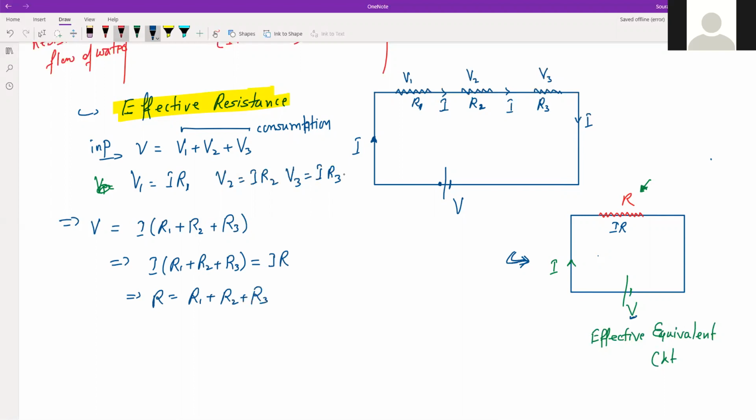Looking at this condition, we can say that if all the resistors are in series, and series is where the current is not divided, as you can see here, the same current I is here, the same current I is here, and the same current I is here as well. So the current is not getting divided. That is called series. And in that series, this will be the equivalent resistance or effective resistance of a series circuit.